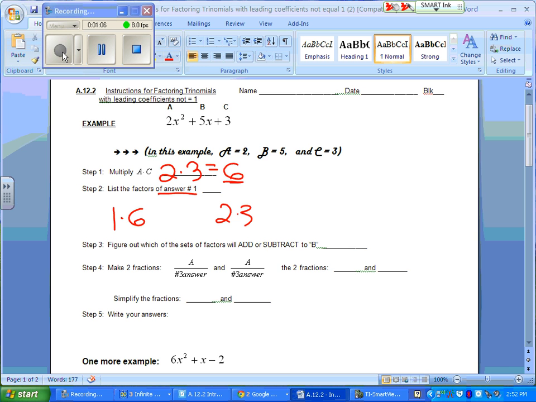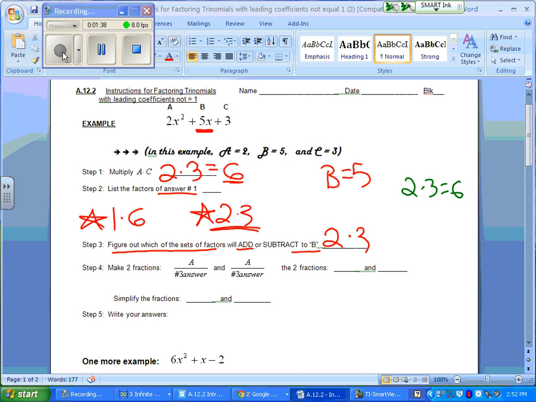Step number 3 asks us to figure out which sets of the factors will add or subtract to b. Now the value of b is 5, because the coefficient for the second term is 5. So which of these two terms? We know they both multiply to 6, but only one of them will add to 5. Turns out to be 2 and 3. And here's why. 2 times 3 is 6, which is what we get for step 1. But 2 plus 3 is 5, which is what we're looking for in step number 3.